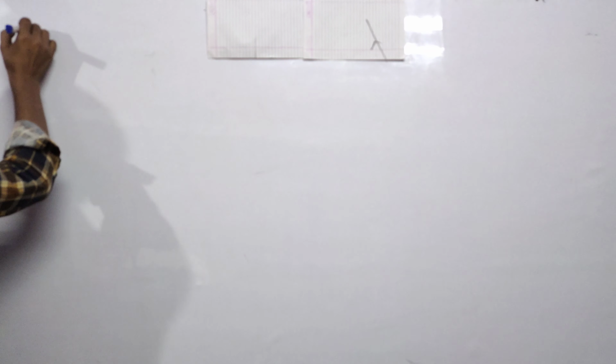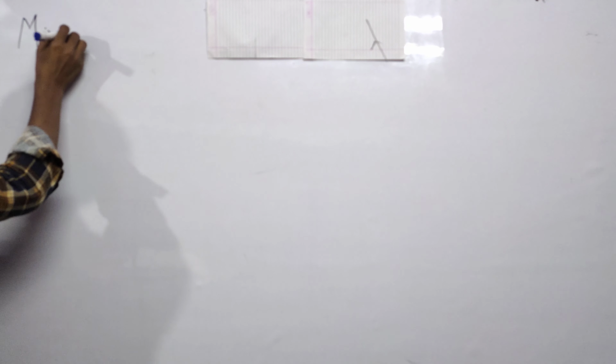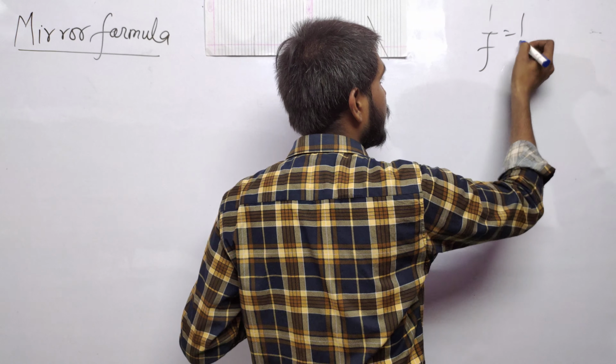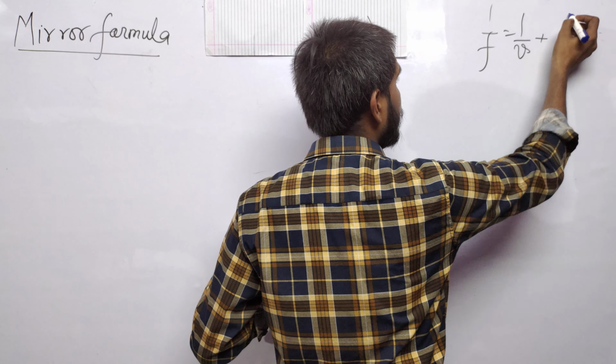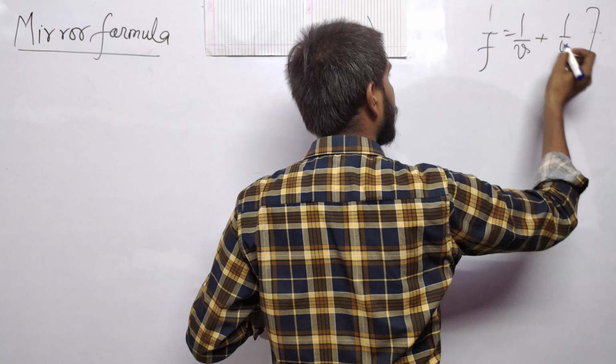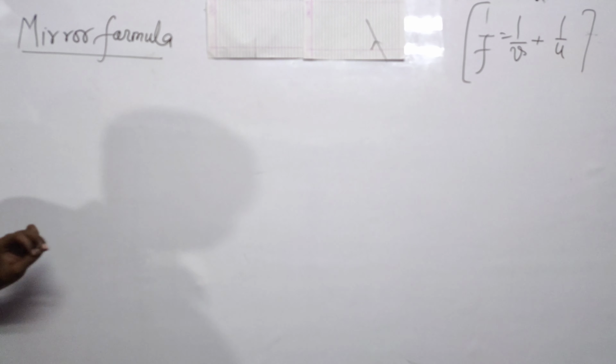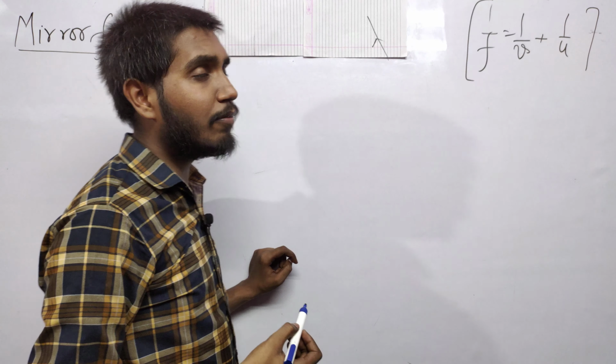And now we are about to start the mirror formula for class 10th. Mirror formula. This is 1 by f equals 1 upon v plus 1 upon u. This is not in your syllabus, but let's see the derivation also.